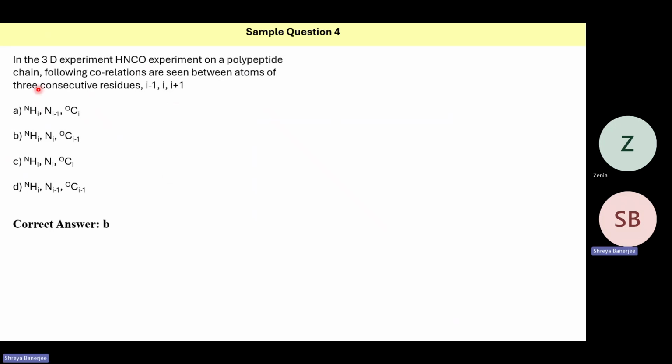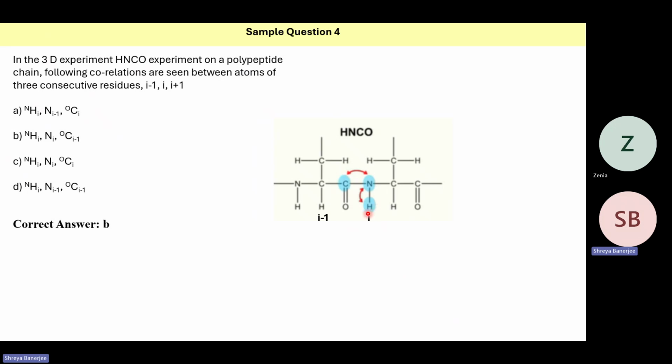So here again, similar to the previous case, it starts from the amide hydrogen of the I residue. Magnetization is transferred to the amide nitrogen, and then it goes to the carbonyl carbon of the previous residue. So H for this hydrogen, N for this nitrogen, and CO for the carbonyl carbon. So among these options, option B is showing, so the amide hydrogen is represented by the N superscript.